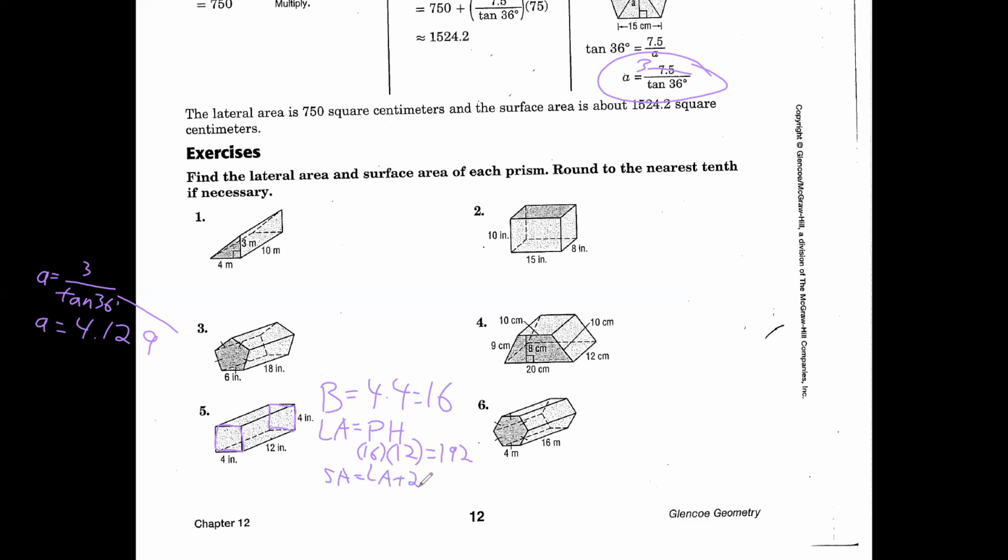And finally, for my surface area, it's my lateral area plus 2 times my base area. So we have 192 plus 2 times 16, 192 plus 32 is 224. Yeah, these were in inches, so all of these values that I got should be in inches squared.